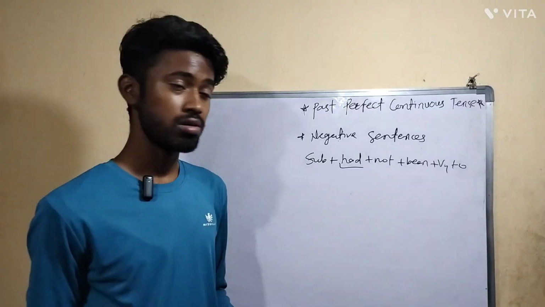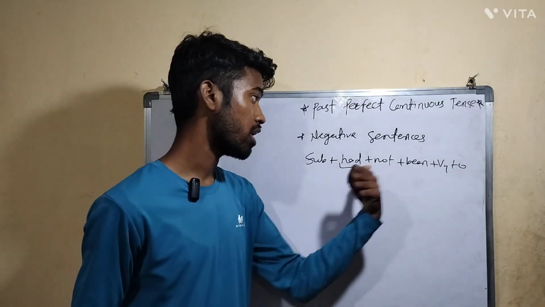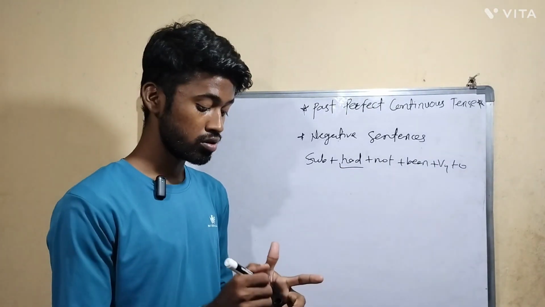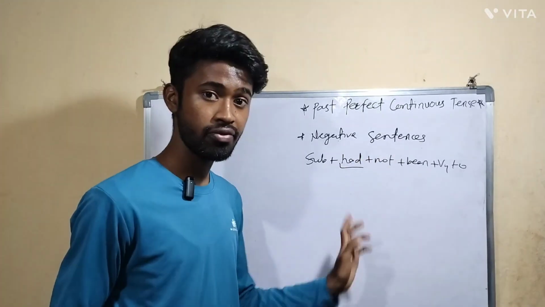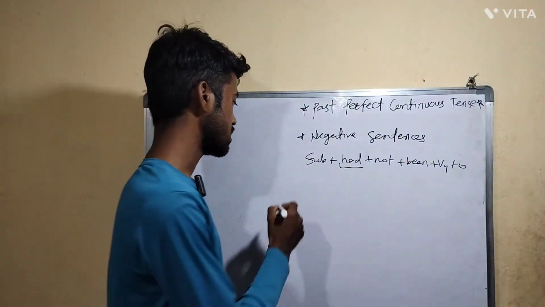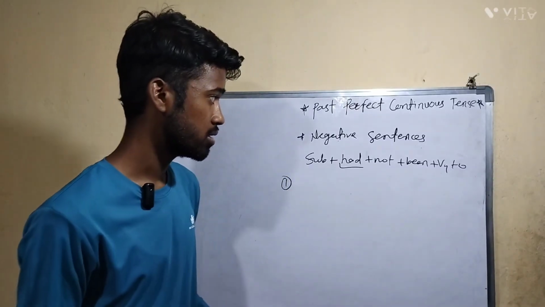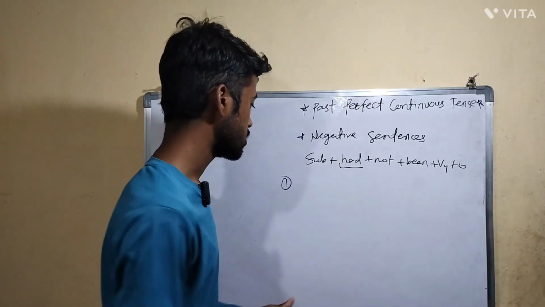So many students make one mistake here. They use not after been. But what you need to understand here is we use not before been, after had and before been. Now let's see one example so you will get a better understanding.